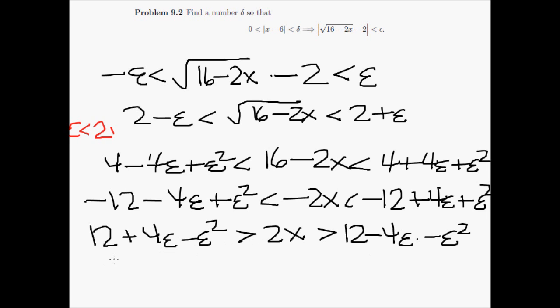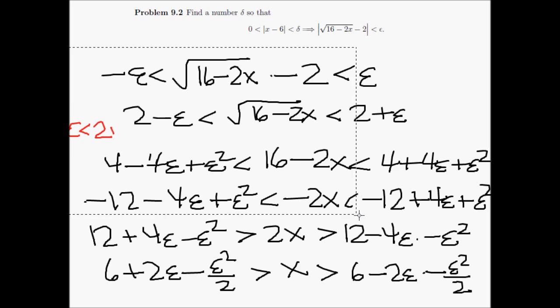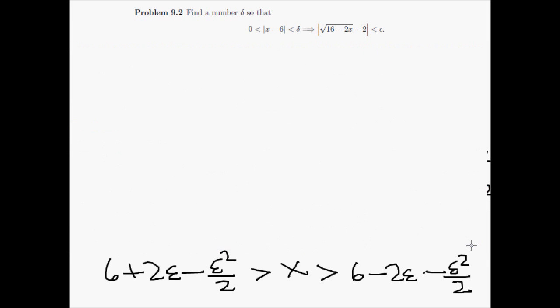Okay, then finally divide by 2. I forgot to divide by 2, so I get 6 plus 2 epsilon minus epsilon squared over 2 is greater than x, which is greater than 6 minus 2 epsilon minus epsilon squared over 2. Okay, so as long as epsilon is sufficiently small, if epsilon is less than 2 for instance, then the inequality at the bottom is going to be some interval that includes 6. So I have 6 plus something, then 6 minus something. So this is going to be bigger than 6. This number is less than 6.